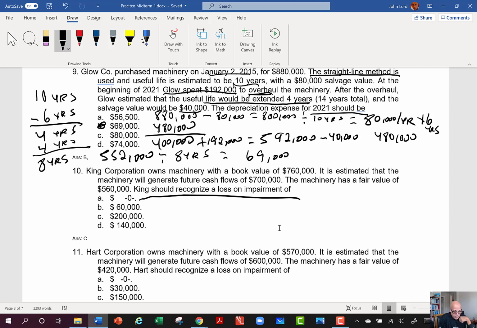So let's go ahead and take a look at this one. King Corporation owns machinery with a book value of $760,000. Okay, there's my book value. It's estimated the machine will generate future cash flows of $700,000. Do I have impairment? Yes, I do, because my cash flows are less than my book value. They tell me that the fair value of the machine is $560,000.